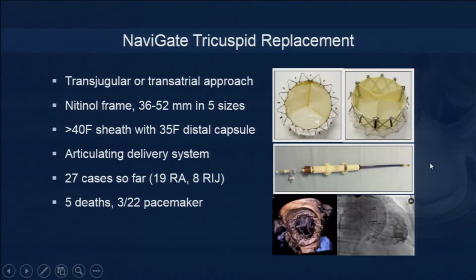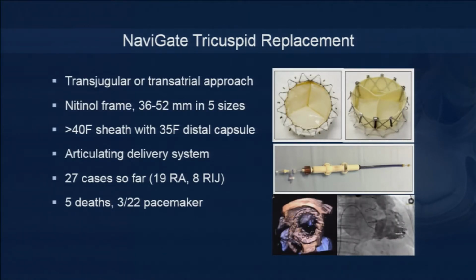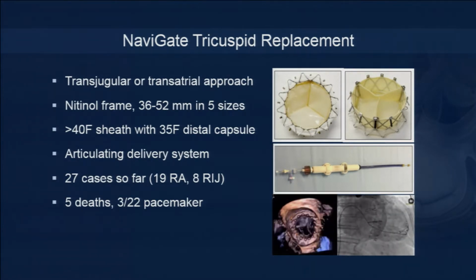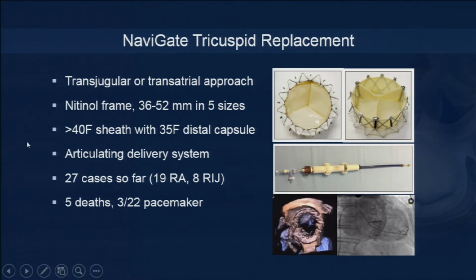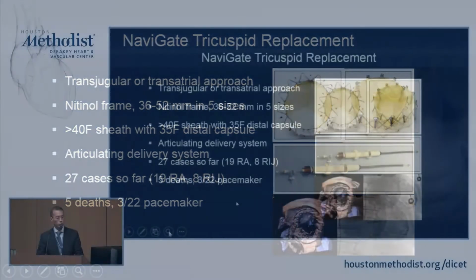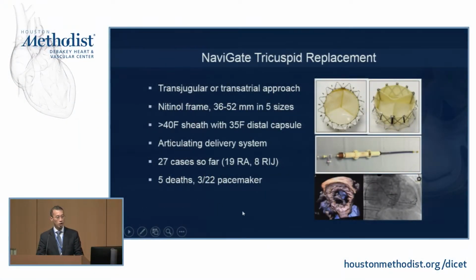And finally, going to replacement, this is the device currently in feasibility study both in Europe and the US. You can see this is a very large device because these patients typically have a very large tricuspid valve. It's a transjugular, transatrial approach. You can see here 40 French systems, certainly very large, and about 27 cases so far with 5 mortalities, and 3 out of 22 requiring pacemakers.